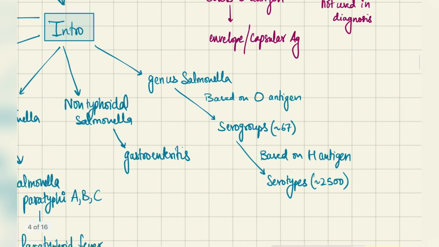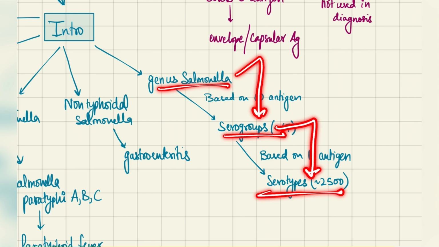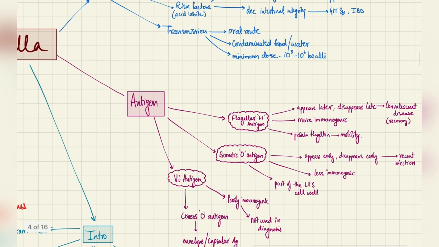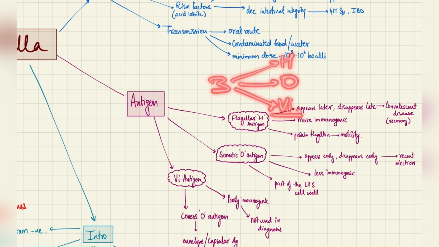Now, Salmonella is a genus, right? This genus Salmonella, based on the O antigen, which we'll discuss in just a moment, is divided into around 67 serogroups. Based on the H antigen, the second important antigen, it is divided into around 2500 serotypes. So genus Salmonella, O antigen divides it into serogroups, H antigen divides it into serotypes. Serogroups, then serotypes. Coming to the antigens expressed by Salmonella, there are three types: H antigen, O antigen, and Vi antigen. So let's discuss in detail.